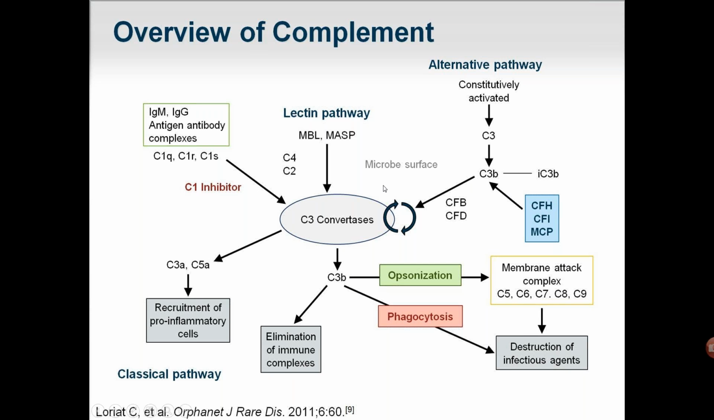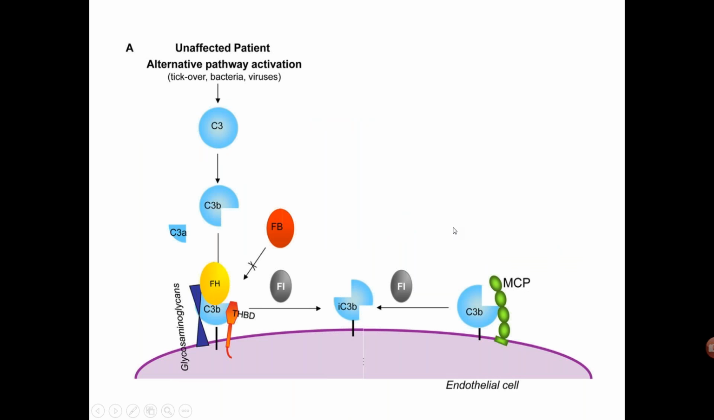In the fluid, that is the plasma, regulation is by complement factor H, and at the cell surface, the endothelial cell surface, by membrane cofactor protein. Complement factor H is a regulatory protein which is able to bind C3b and lead to its being cleaved by a serine protease, CFI, complement factor I, into inactive C3b. This is what happens in the normal situation.